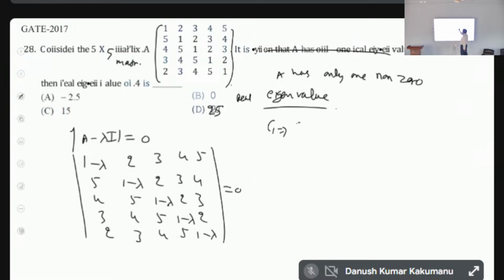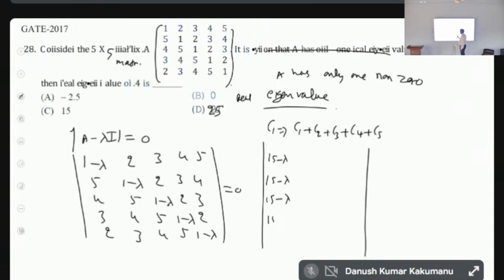C1 modified to C1 plus C2 plus C3 plus C4 plus C5. Using this operation, tell me what modification happens. First column we are modifying. First column changes to what? 1 minus lambda plus 2 plus 3 plus 4 plus 5, that is 15 minus lambda. This is also 15 minus lambda, in every row. Remaining elements are as they are. Only the first column we are modifying.